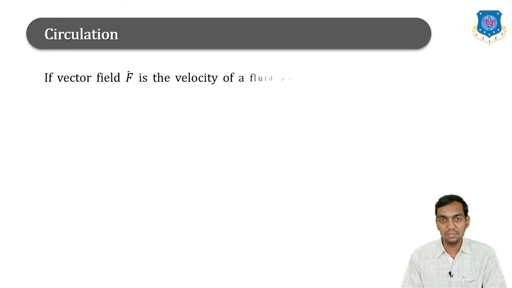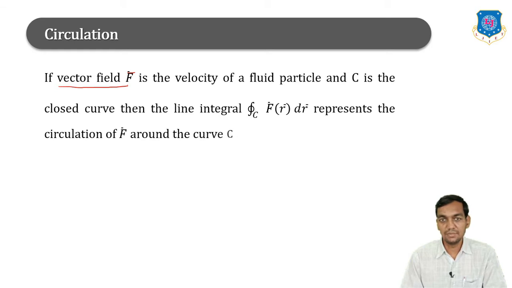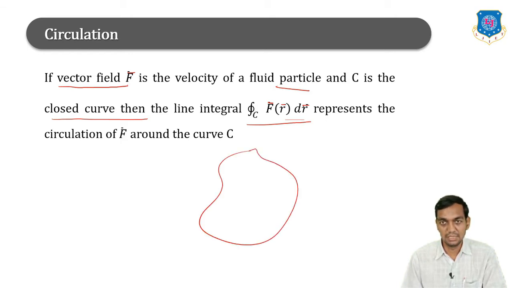Now first thing, we are defining the circulation. If a vector field f bar is the velocity of a fluid particle and C is a closed curve, then the line integration over the closed curve of f bar of r bar dot dr bar represents the circulation of f bar around the curve. Closed curve means if you have any closed curve like this and f bar is a fluid flow, then you are integrating over the whole closed curve, and it is called the circulation.